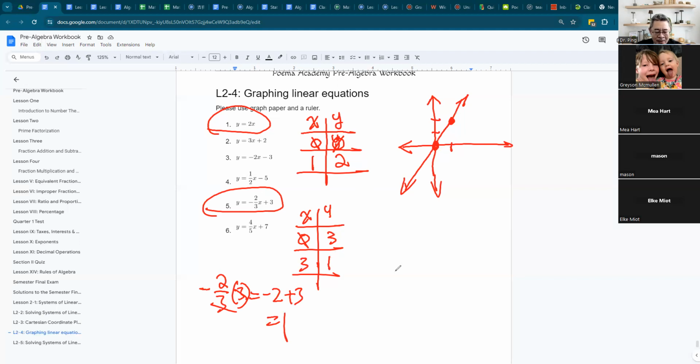So then we're going to graph it. Let's say using a different color. We got the first one, 0, comma 3, will be here. That's our y-intercept. And we got 3, comma 1. So 1, 2, 3, comma 1 is here. So if you're graphing it, you got this line. Yep, good.